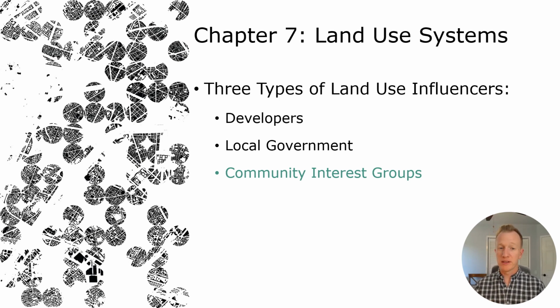Now, these groups, the sense is that they're generally against development, but as I mentioned, some of those different types of community interest groups might be pro-development. Your Chamber of Commerce, your labor unions. You might have a downtown neighborhood association that's more supportive of development than the ones who are in your higher end suburbs.